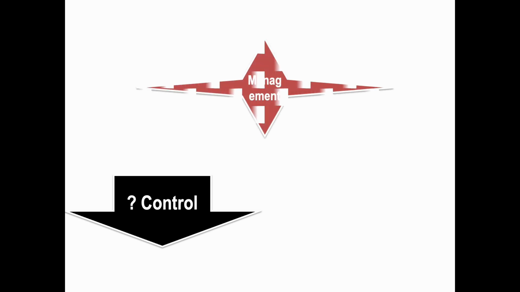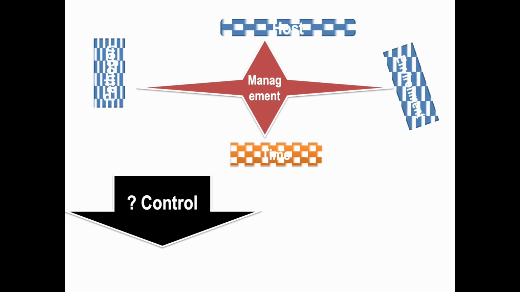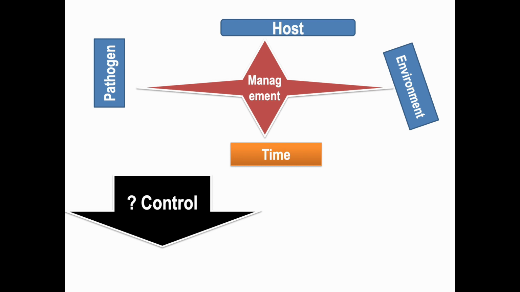That's why we generally suggest to manage a particular problem. I mean to say, management means maintaining the population of a pathogen or other organism below the economic injury level or economic threshold level. And in doing so, we have to take care of the host, that is our agricultural crop, the environment, the time, as well as the pathogen. There should not be any imbalance at the time of adopting any management strategy in a particular condition.